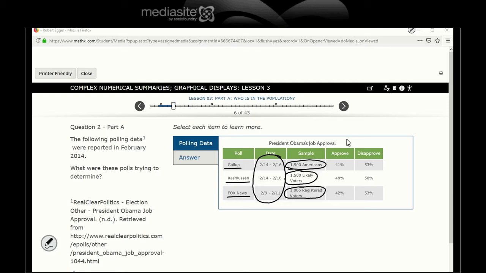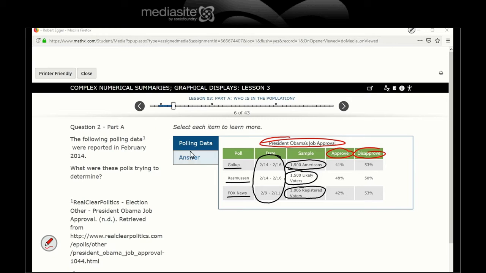First question is, what were these polls trying to determine? Well, let's look at the title. Looks like they were trying to determine if the American population, we take a poll, we take a sample to extrapolate what the whole population is saying of President Obama's job approval. And of course, here are those who approved. Here are those that disapprove. And there's probably a third column, like no opinion probably.